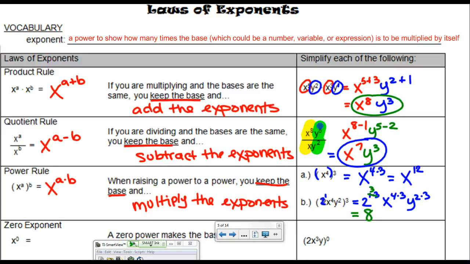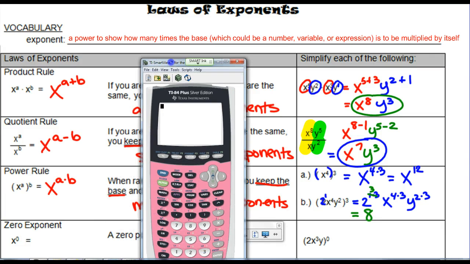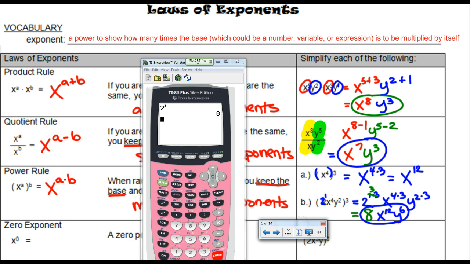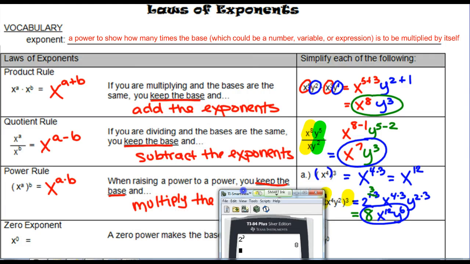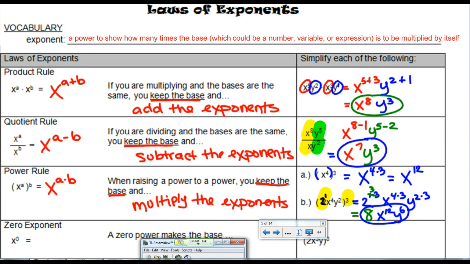Now you can do that in your calculator if you want. Just be careful that you do a power and not a times. And you'll get your 8. And then you have an x to the 12th and a y to the 6th. So just real caution on that 2. That's just a very typical mistake. You want to make sure that 2 to the 3rd power is a 2 to the 3rd power and not a 2 times 3. That does not follow the multiply rules. That's a 2 base. Okay, and lastly, we have the 0 power rule.